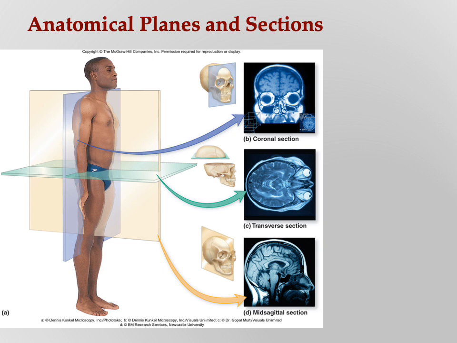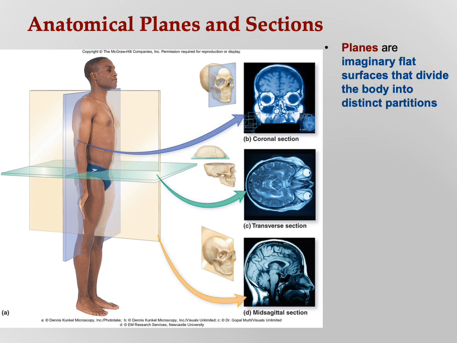And what we're going to do is we're going to start cutting up bodies. And every time we cut a body with this giant sheet of razor-sharp titanium, we will create sections. Those of you who are serial killers are probably already familiar with this, but we have to make it formal. So planes are imaginary flat surfaces that divide the body into distinct partitions.